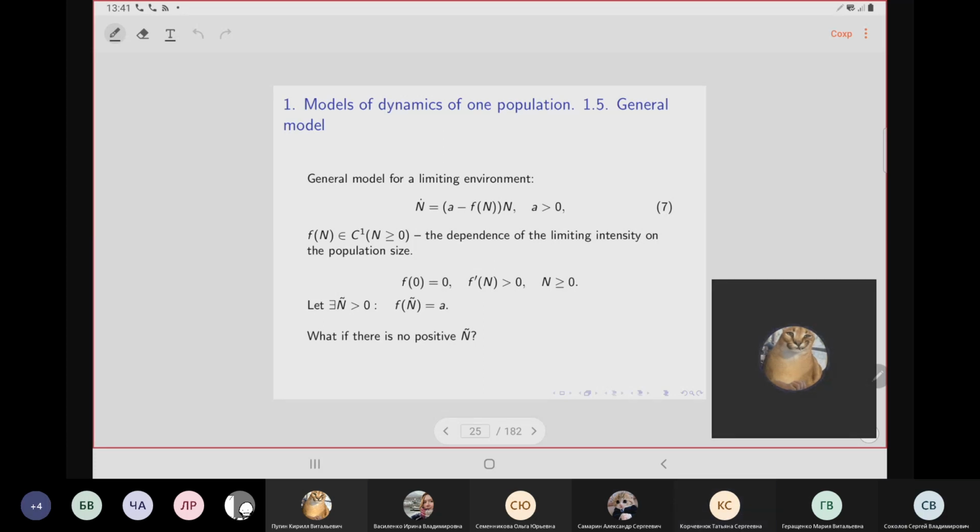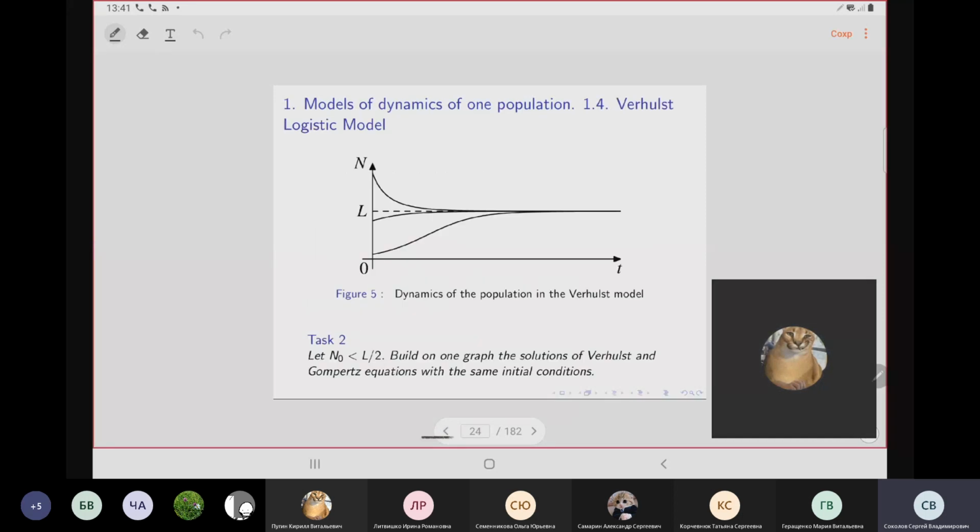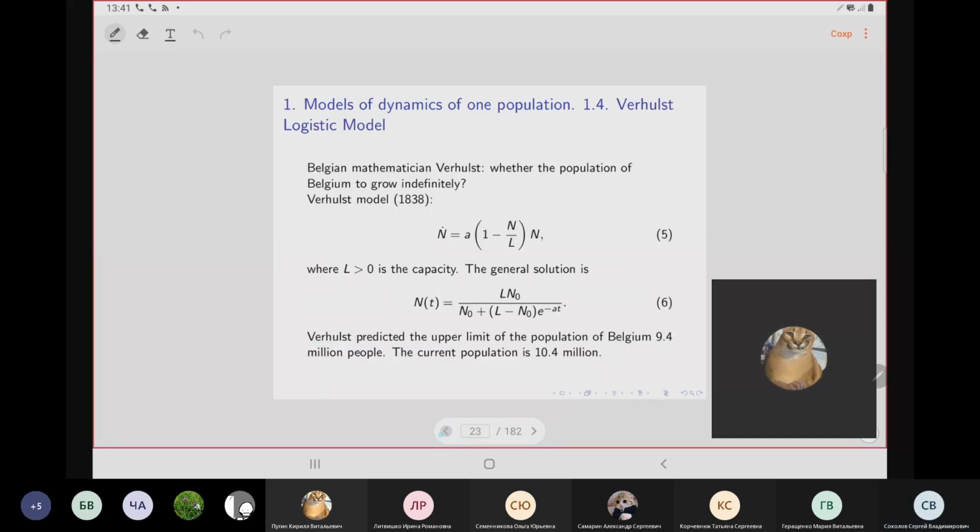Yes. Okay, so we finished on the equation with one species. We have only one population, and we see that when we take into account the limitless of the resources of our environment, we involve this n divided by L in the equation, we get a stable equilibrium near the solution L.